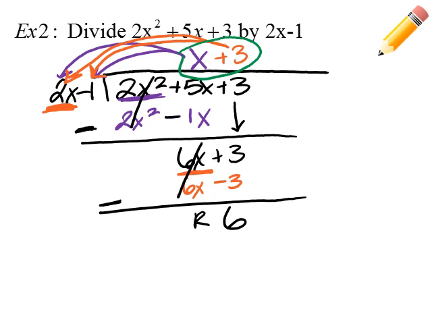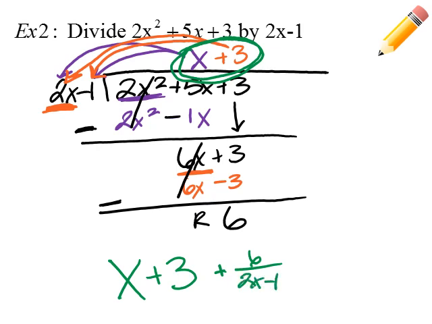Our quotient, or our answer, is up here. So our final answer is x plus 3. We've got a remainder, meaning it's extra, so we're going to add on the extra: 6 over your divisor of 2x minus 1.